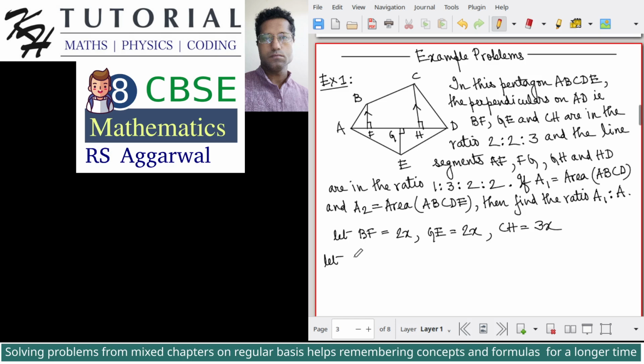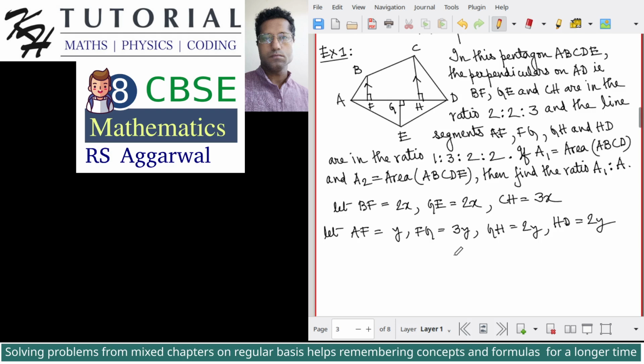So let's say AF, again based on the given ratio, AF is 1, so y. FG, its corresponding part is 3, so let's say FG is 3y. GH is 2, so let's say 2y, and HD is also 2y. This is based on the ratio of 1:3:2:2.